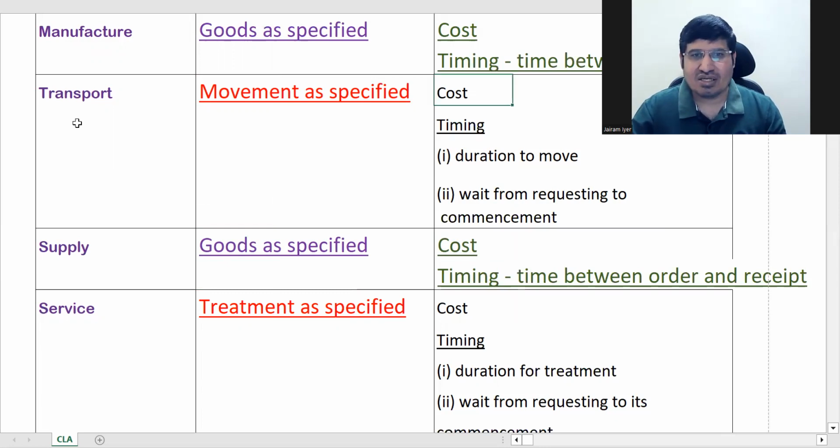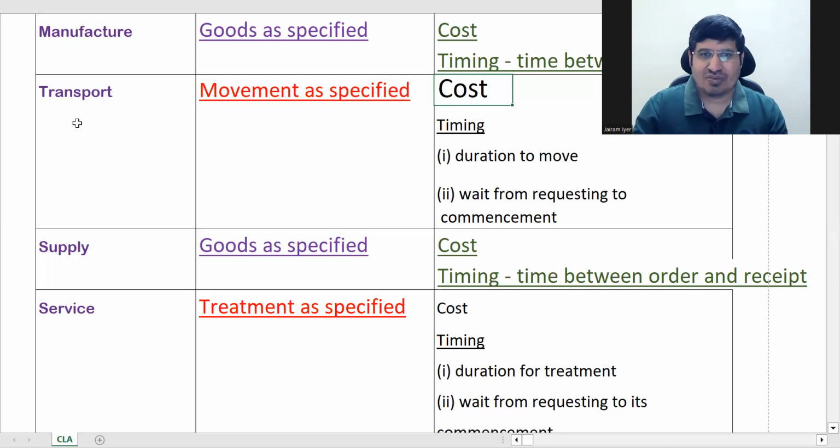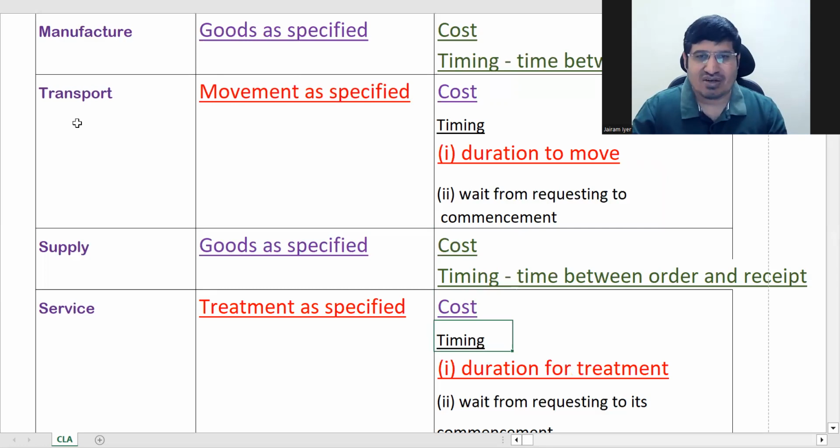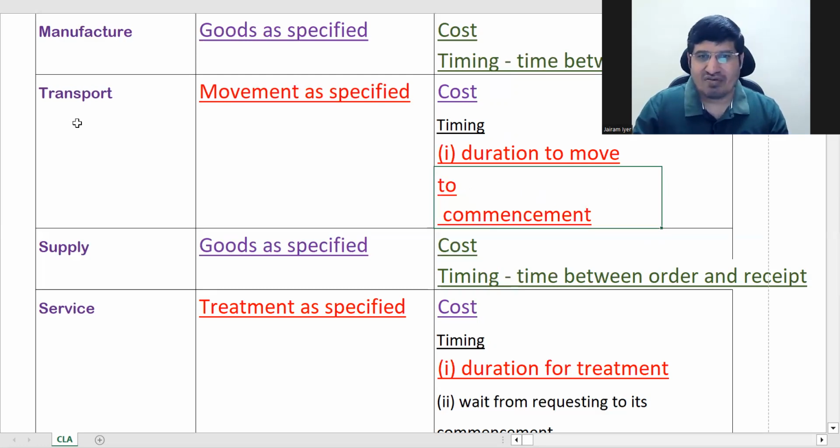Otherwise, this is cost and timing. It is the same. Cost is the same here. Here is also cost. And then you have timing. What will be there in timing? One is you will see the duration to move. And here you will call it the duration of treatment. That's all. You use the word treatment for service, but the thing is the same. Second is wait from requesting to commencement. Wait from requesting to commencement.